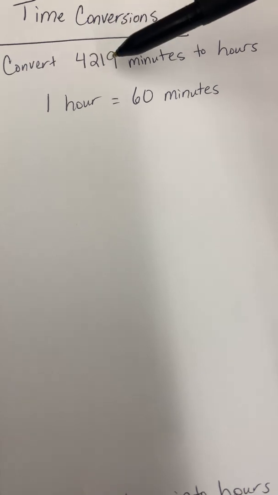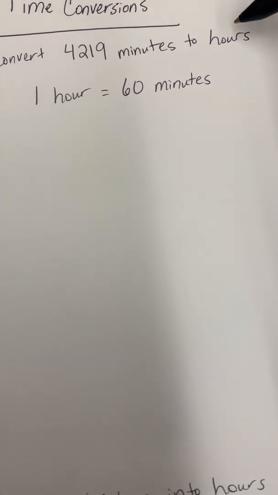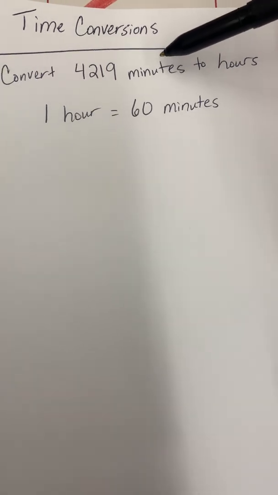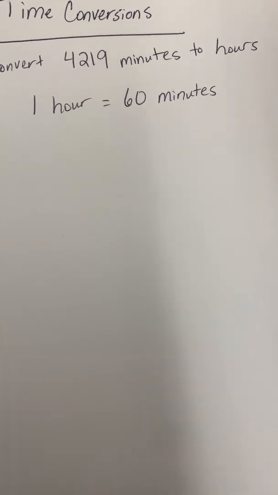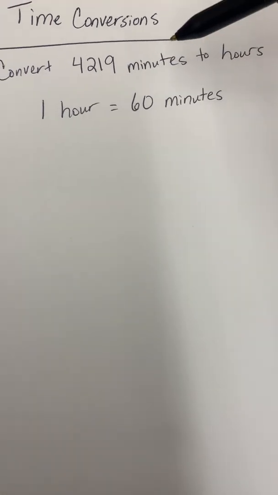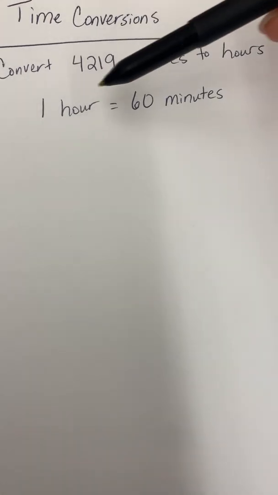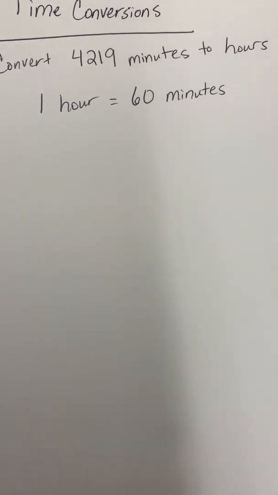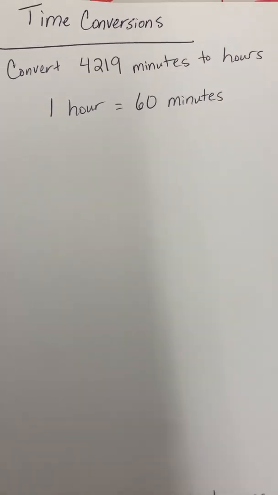So it says convert 4,219 minutes to hours. The minutes and the hours are the units that we're doing. We're starting with the unit minutes. We want to go to hours. So you need to have some kind of conversion factor that relates minutes to hours, and that's what this part down here is. So 1 hour is equal to 60 minutes, which we all hopefully know.